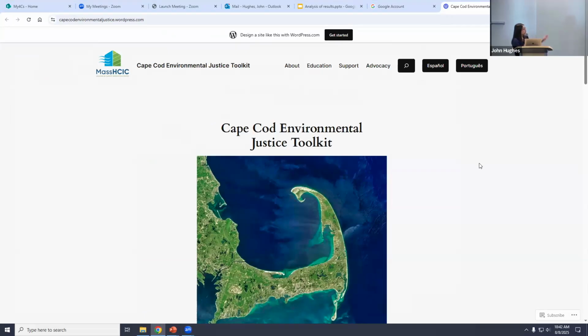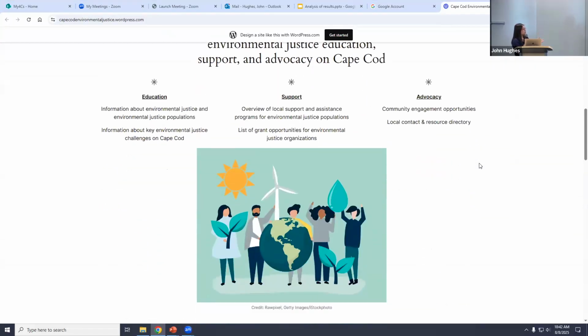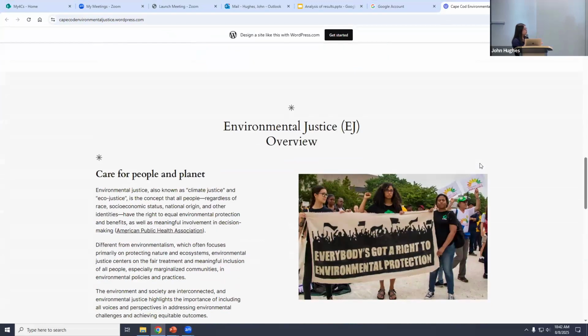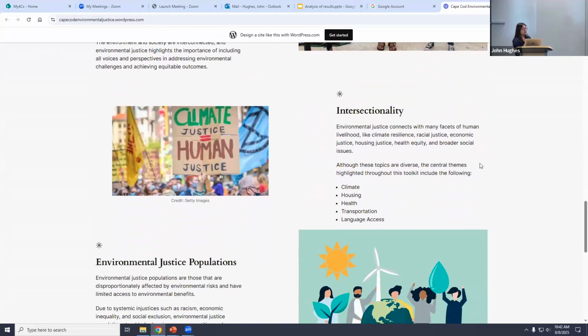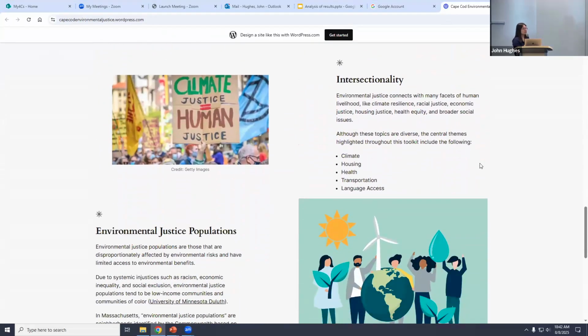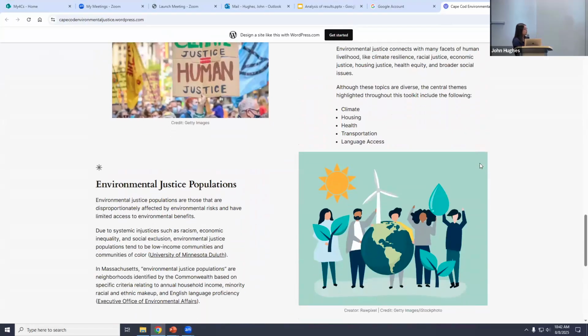But if you scroll down to the bottom, this is just kind of the mission of the toolkit. We have an overview of what I explained to you all beforehand about environmental justice, kind of how it's connected with a bunch of different aspects of our lives and what environmental justice populations are.